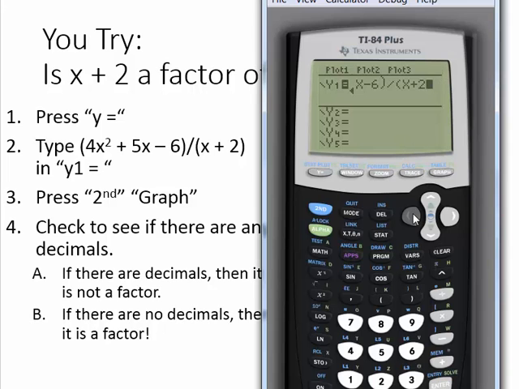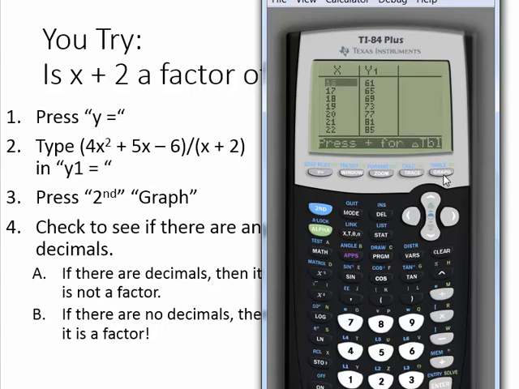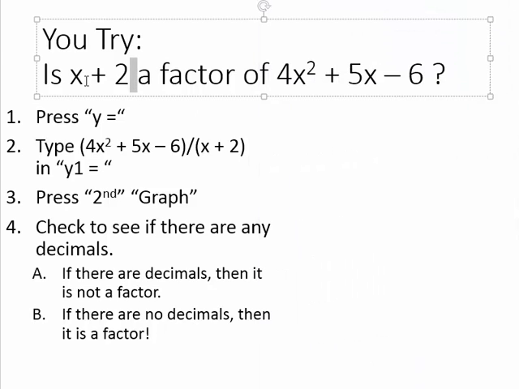All right, so I've gone ahead and typed out the equation into my y1 and divided it, so the 4x squared plus 5x minus 6 divided by the x plus 2 in parentheses. Then I go to my table, and if any of my y values are decimals, I know that it is not a factor. Since they're all whole numbers, notice there are no decimals, that means that x plus 2 is a factor.